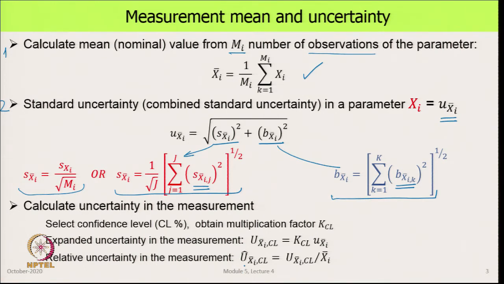Once that is done, we decide at what confidence level we want to report the result, obtain the multiplication factor from standard tables, and calculate the expanded uncertainty in the measurement at that confidence level as K_CL times u x_i bar. So, this is at CL percent confidence level. And then finally, the relative uncertainty in the measurement, U hat, which is the expanded uncertainty divided by the mean value, and this can be multiplied by 100 to be expressed as a percentage.